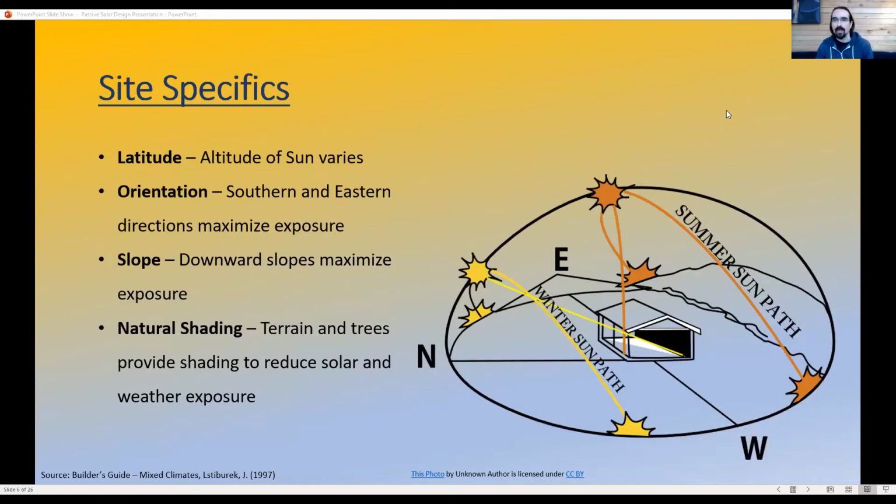We can utilize that information in siting our buildings by knowing what latitude we are and what the angle of the sun will be at any time of the year, and orienting our buildings to collect as much of that radiant energy as possible in the winter and not collect that radiant energy in the summer when we want to be cool.